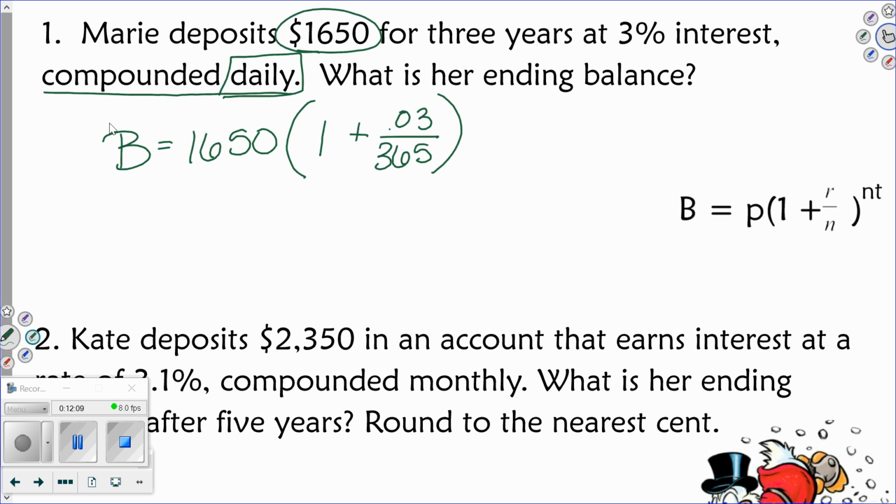And then notice the top, it's N times T. Well, we just said my N was 365. And T is how many years? Said 3 years.